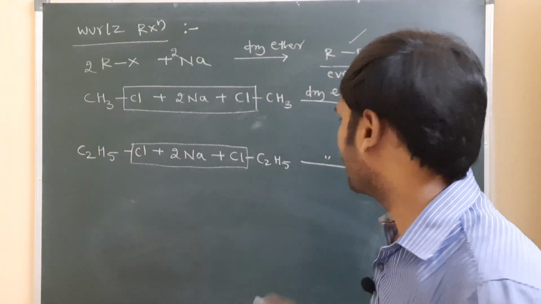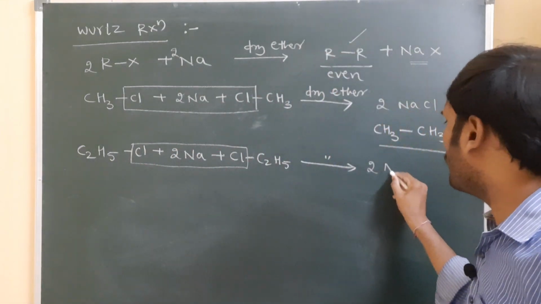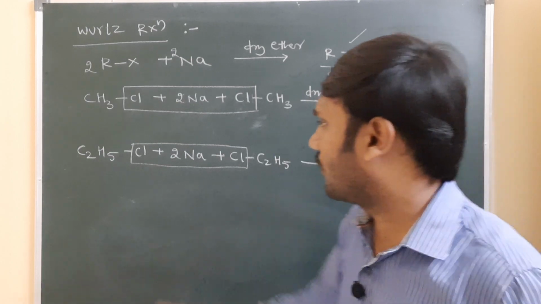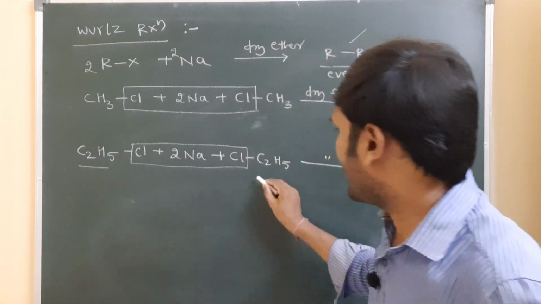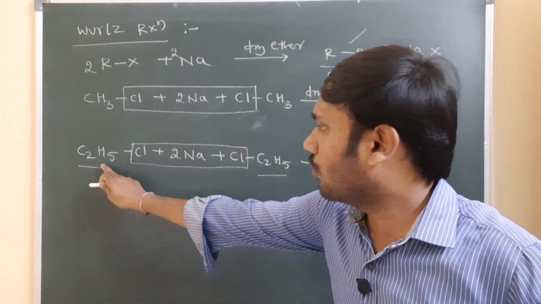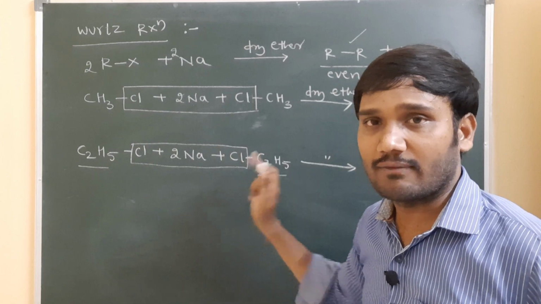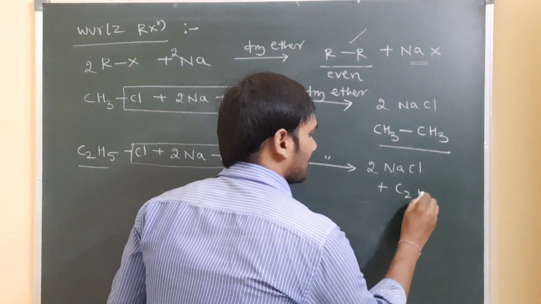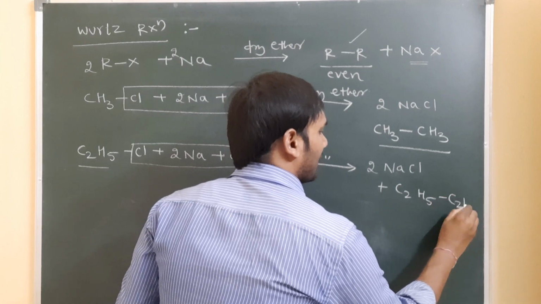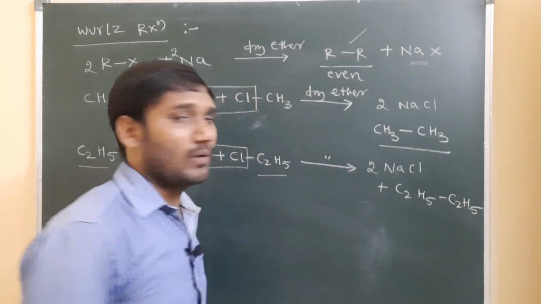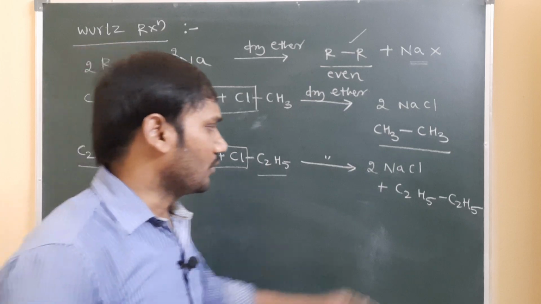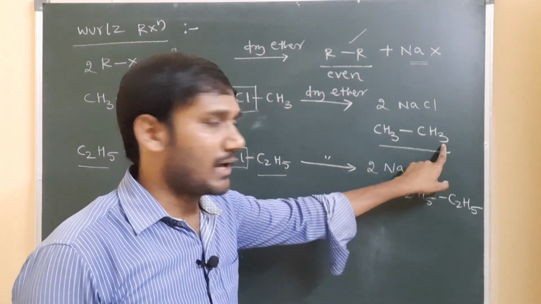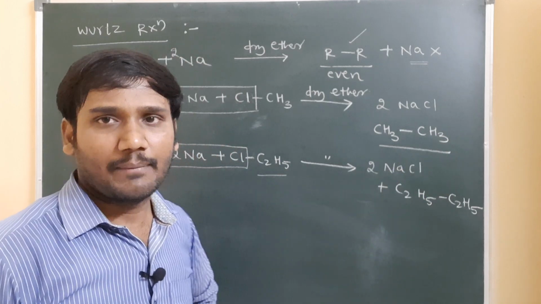And this is converting as 2 molecules of sodium chloride, and the product is forming here. C2H5 and this is the C2H5. 2 molecules of the C2H5 will be combined and the product is forming here. So the product is C2H5 and C2H5. So what is the product here? Butane will be obtained. So this is a higher alkane. It is a higher alkane with an even number of carbon atoms, and here also an even number of carbon atoms.